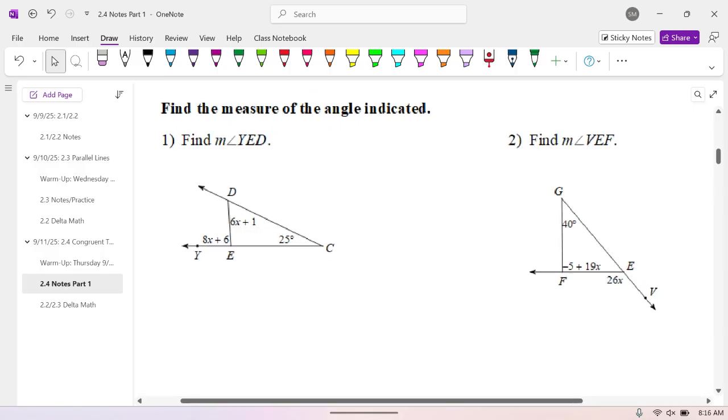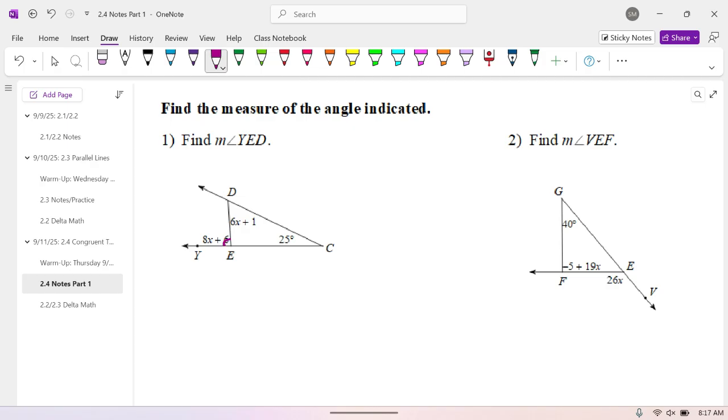First off, with number one, what theorem is going on here? It's actually a triangle theorem. So technically it's asking us to find angle YED. So we're finding this angle right here. And just so we know, 6x plus 1 goes with the D, 25 goes with angle C. So what theorem, we talked about it, or I talked about it in a video earlier this week. Say one more time. It's the exterior angle theorem.